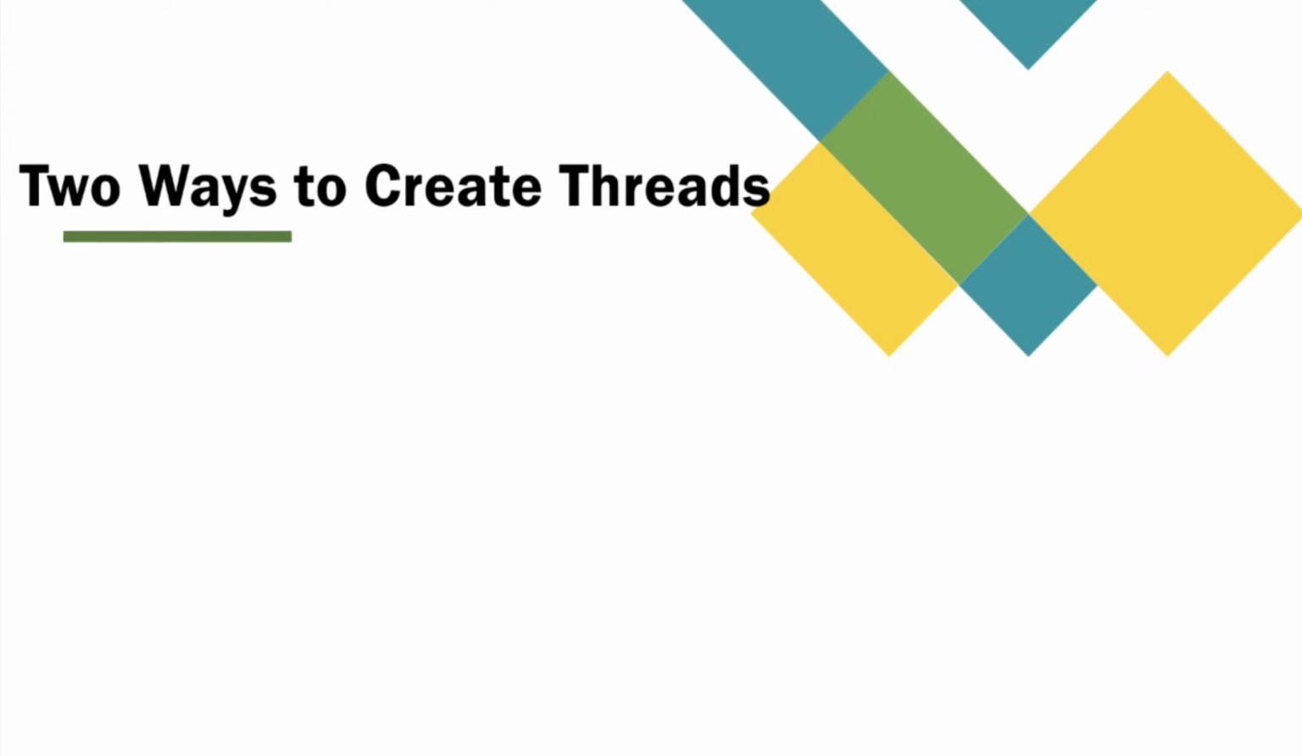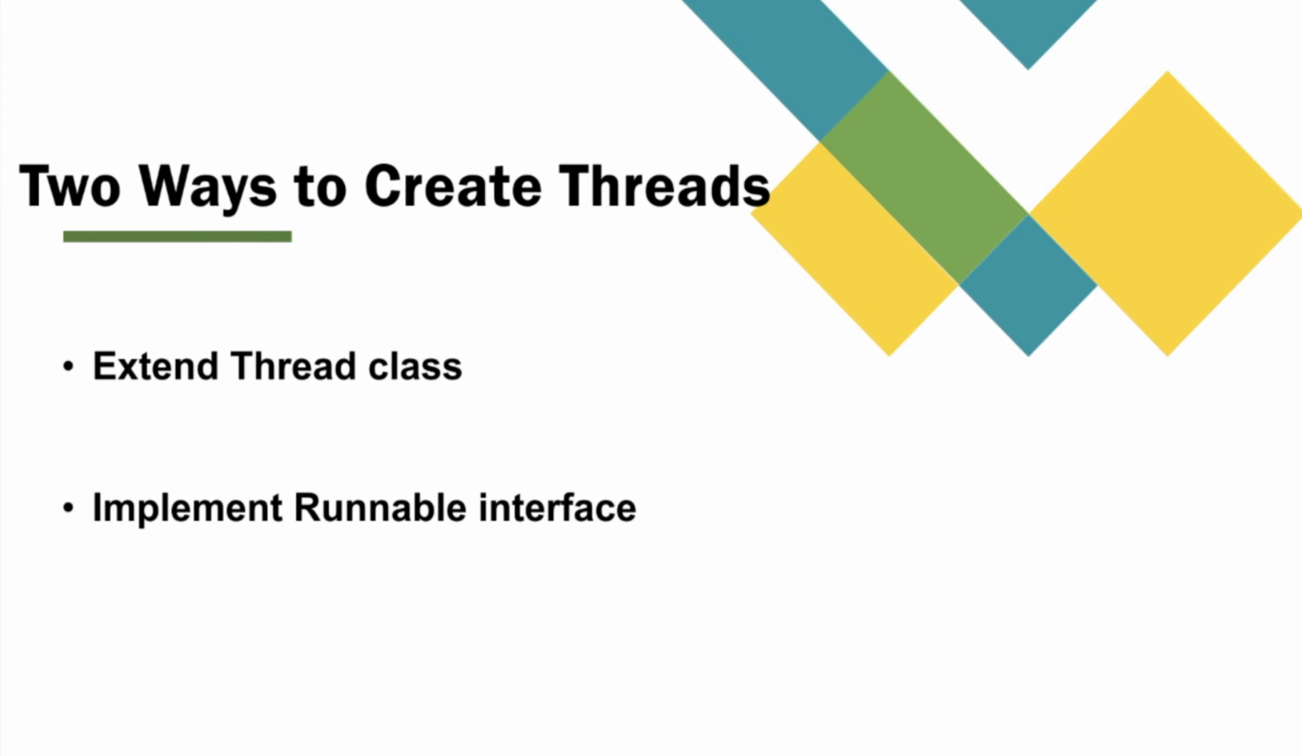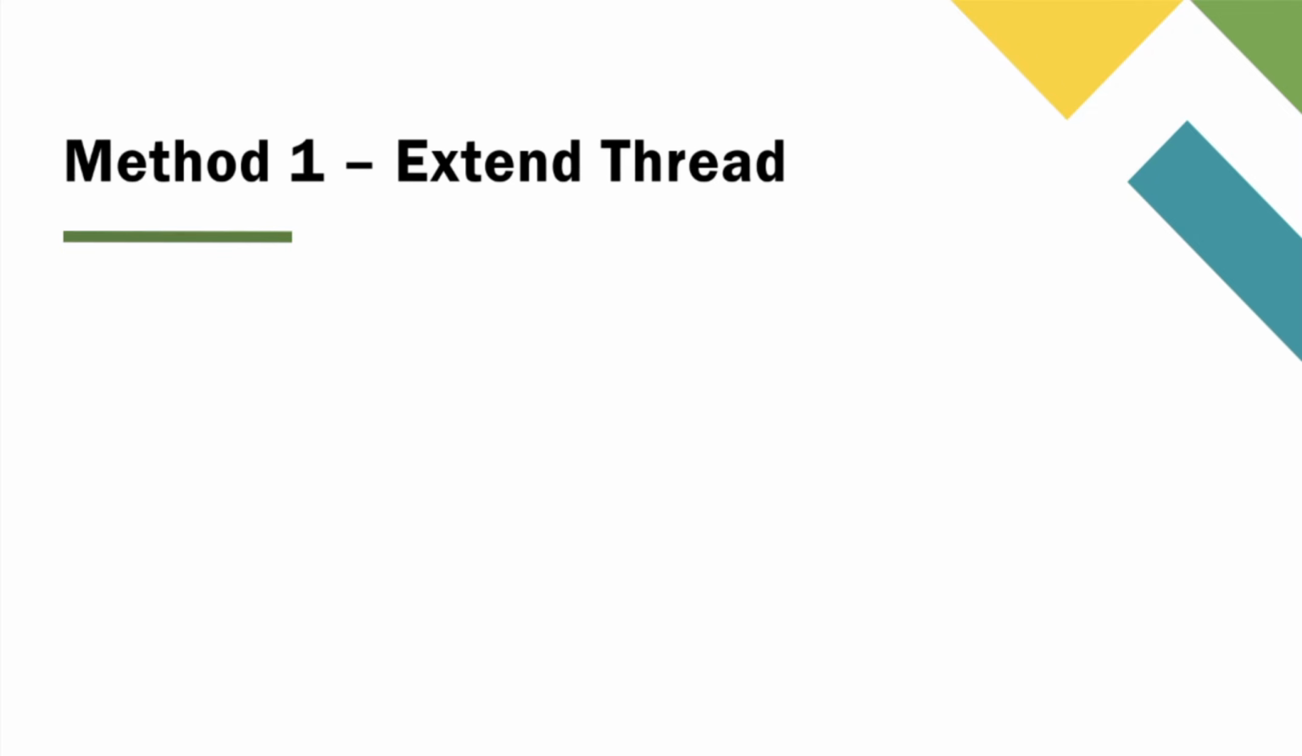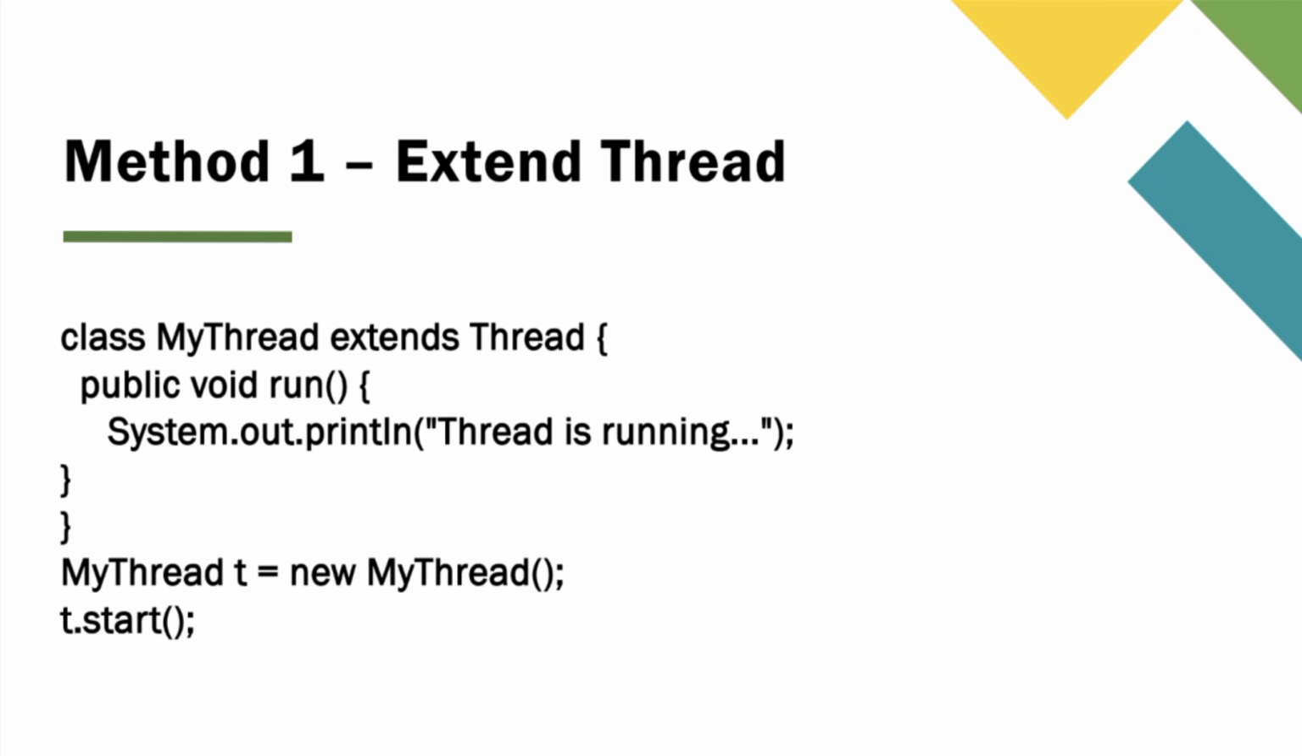Two ways to create threads: extend the Thread class and implement the Runnable interface. Extending the Thread class means creating a class that extends Thread and overriding the run method.